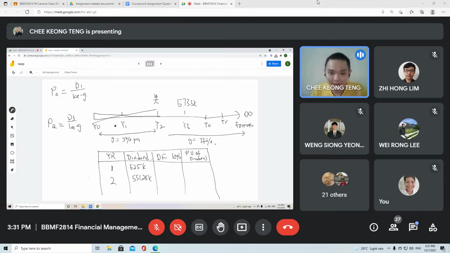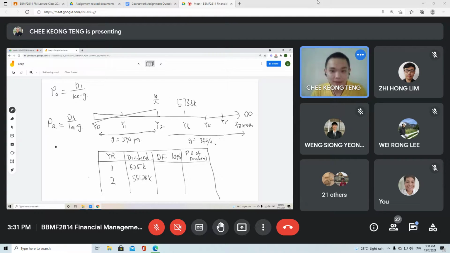Which means you can think like, if I purchase or take over this company, I hold only for 2 years. The first year I get this one, second year I get this one. After the second year, right after I get the dividend, I sell the company. So how much can I sell it for? After the second year, you still have all these cash flows. So if there's a new buyer, the new buyer can use this method at P2 and then calculate.